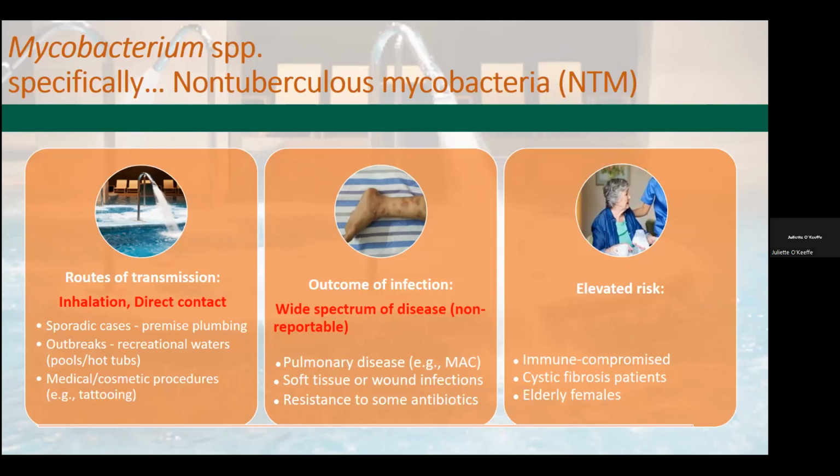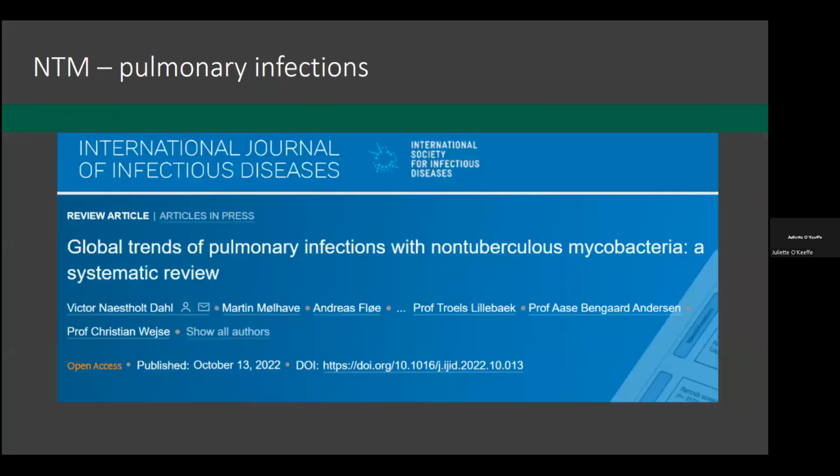Pulmonary disease is one of the major concerns, as well as soft tissue infections, and there is some indication of resistance to antibiotics. Elevated risk is among, again, immune-compromised people, people with cystic fibrosis, and elderly females particularly. And cases of NTM do seem to be increasing.